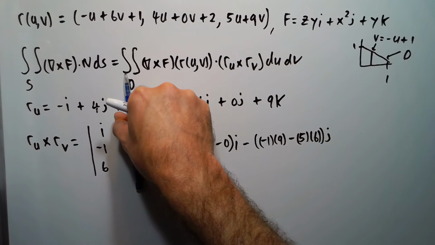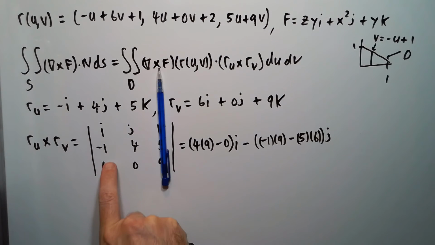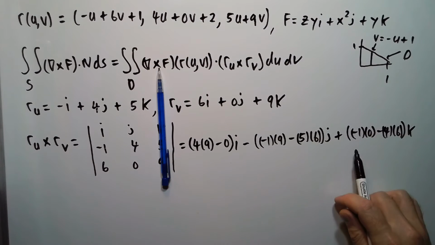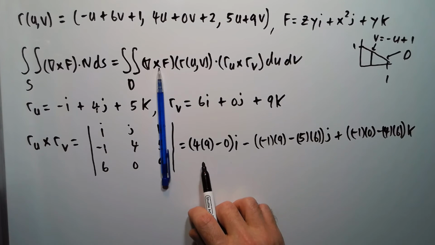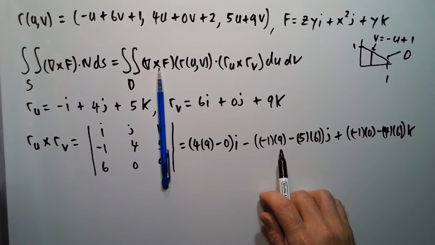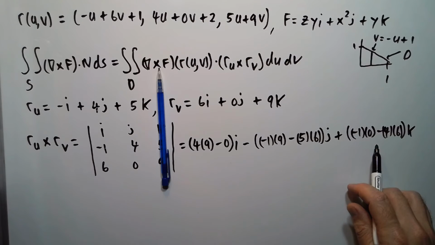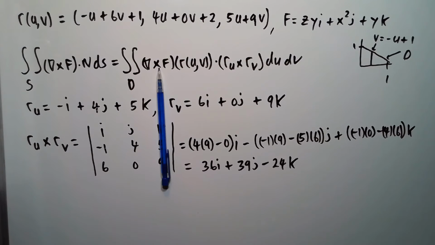And let's do the k one. So that'd be negative 1 times 0 minus 4 times 6. So let's do that. So I'll get this guy over here then. So then working these out, this will be 36i, this will be, if you check, 39j, and this will be minus 24k. So we get this then.